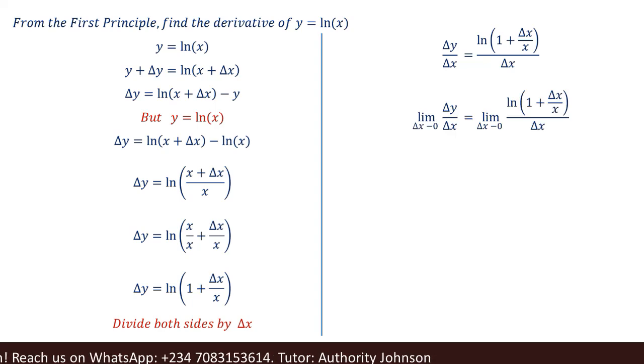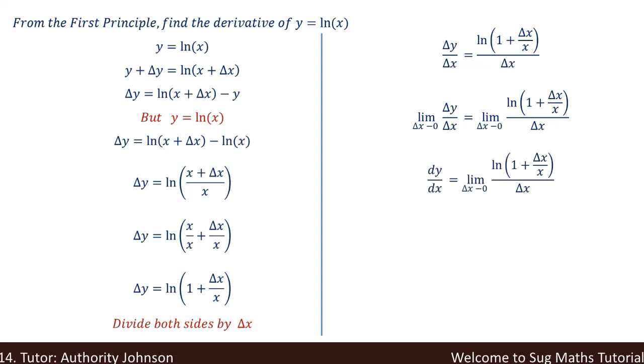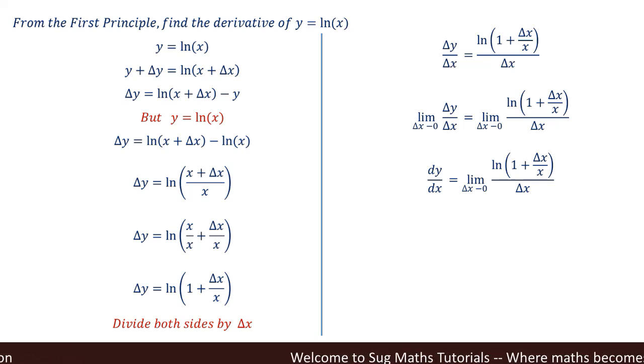So we have the limit as change in x approaches 0 of change in y all over change in x is equal to the limit as change in x approaches 0 of ln of 1 plus change in x all over x, all over change in x. So what do we have here? When we take the limit of change in y all over change in x, it's going to give us dy dx. That is on the left hand side. Then for the right hand side, we have the limit as change in x approaches 0 of ln of 1 plus change in x all over x, all over change in x, right?